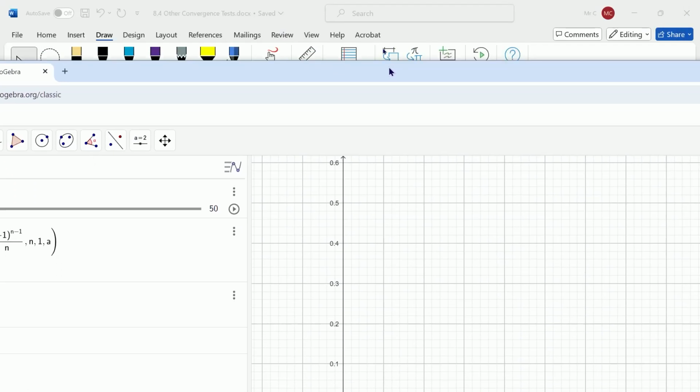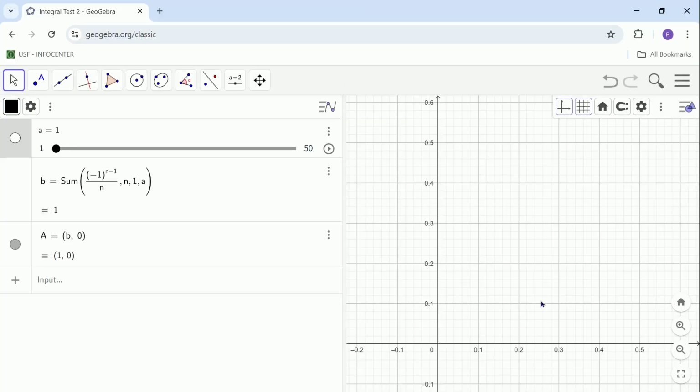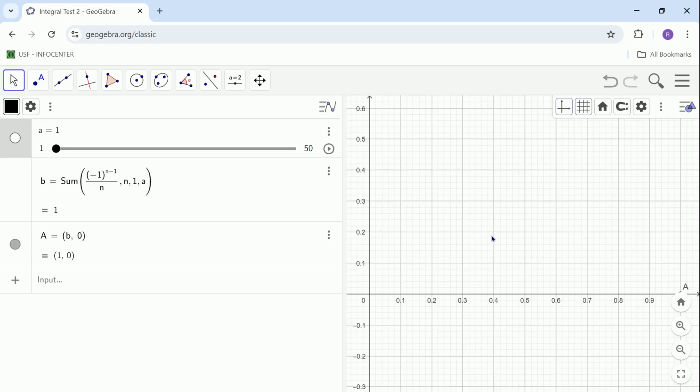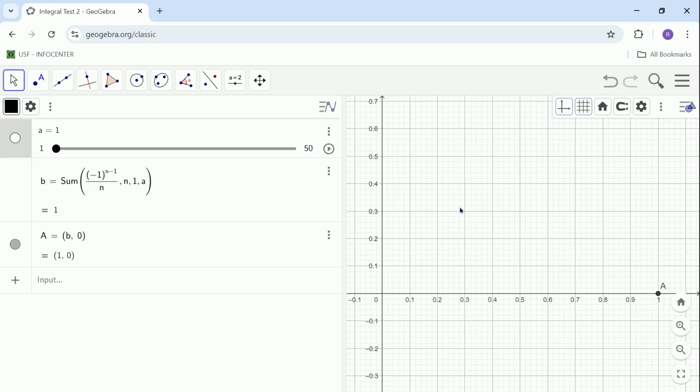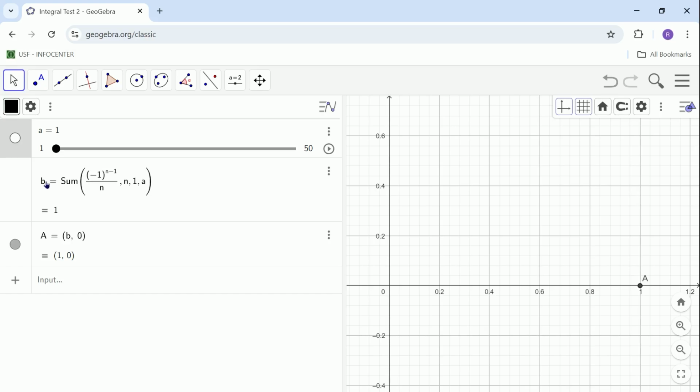Hold on. It does not want to link. There we go. Okay, we'll zoom out here a little bit. So what I've got here, this value b is the sum that we were just discussing of the alternating series terms. And so this point A on the graph is the value of the sum. So wherever A is the value of the sum for that number of terms, capital A, that point. And so I'm changing, this slider here is how many terms I'm adding together.